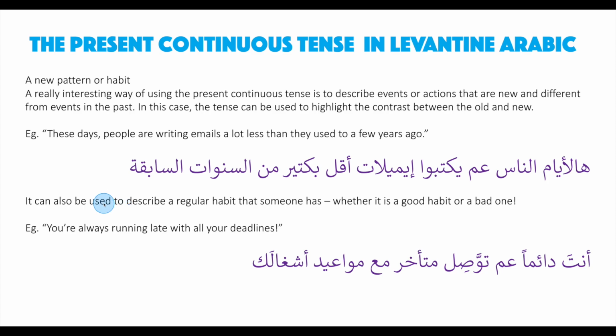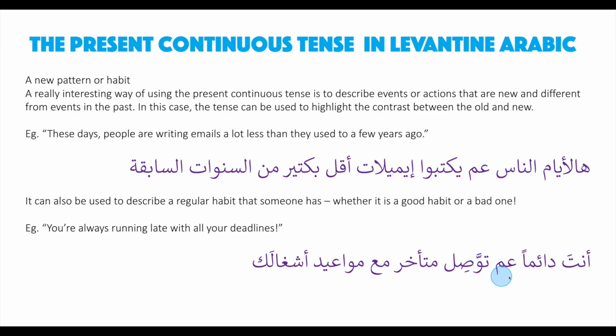We could as well use it to describe regular habit that someone has, whether it's good habit or a bad habit. Let's have a look at this example. أنت دايما عم توصل متأخر مع مواعيد أشغالك.